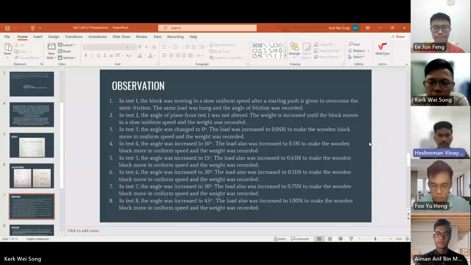In tests 6, 7, and 8, the angle was progressively increased until 45 degrees, and the load was also increased until 1 Newton to make the wooden block move at a uniform speed, and the weight was recorded in the end.